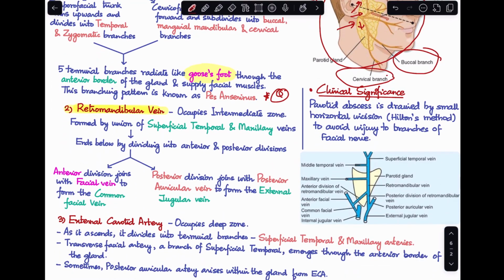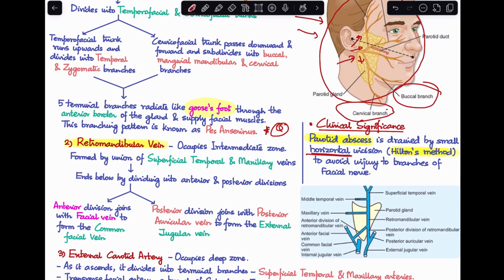Next, before we go into that, one more thing. What is the clinical significance of knowing this pattern, or knowing how the facial nerve divides inside and how the branches pass? There must be some importance of it. Why do we need to know about it? So whenever a parotid abscess develops, we usually drain the parotid abscess by giving a very small horizontal incision. This is known as Hilton's method. Why do we give particularly a horizontal incision, and why do we not give a vertical incision?